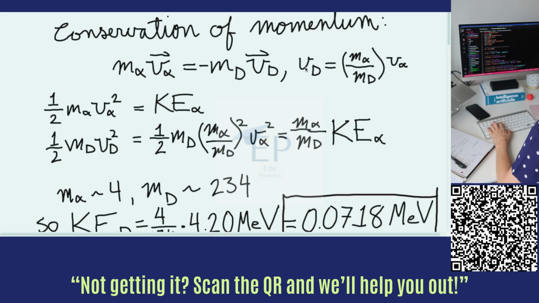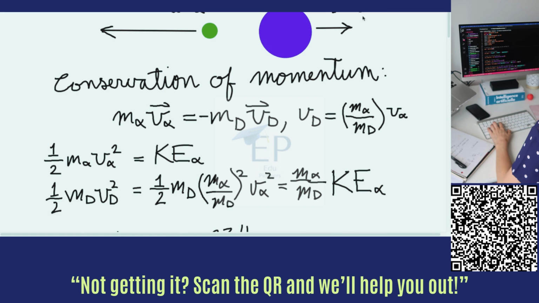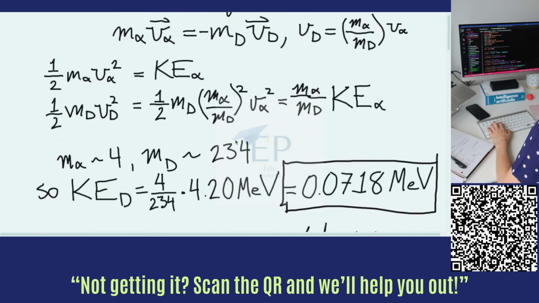The speed of the daughter nucleus can be expressed as the ratio of the speed of the alpha particle, and that ratio specifically is the mass of the alpha particle over the mass of the daughter nucleus. Mind you, we still don't know what this daughter nucleus is, so we're just substituting in D for daughter here. And it turns out that we don't really need to know the specifics to solve for that.